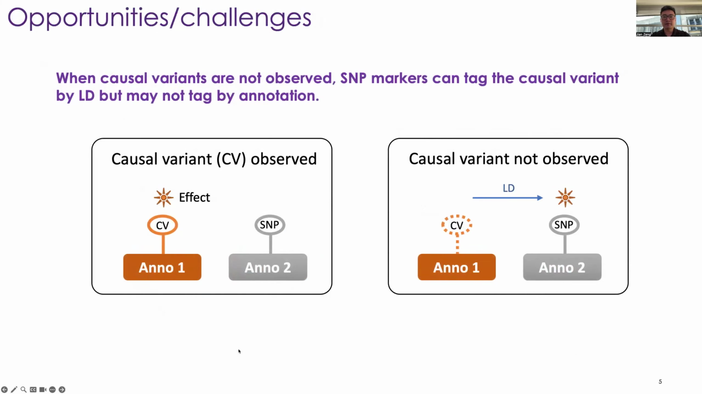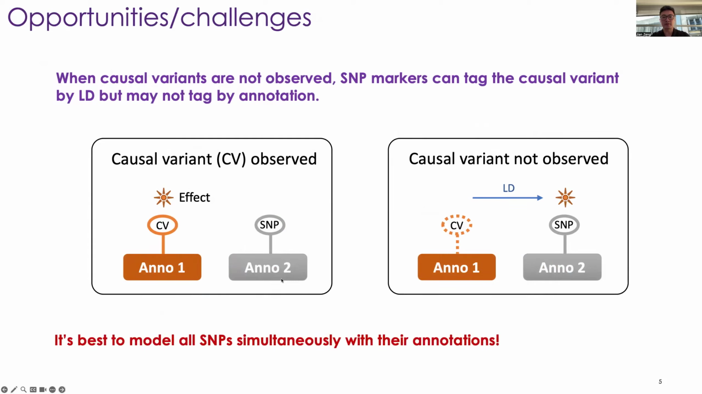And there is an important challenge when the causal variants are not directly observed. LD allows SNPs to tag causal variants, but the annotation may not transfer or be shared between the causal variants and the SNPs in LD. So this mismatch may cause a problem and motivates the modeling of all SNPs jointly in the model and allowing the annotation to modulate prior beliefs rather than hard filtering.